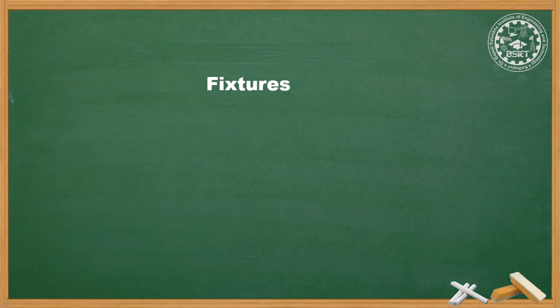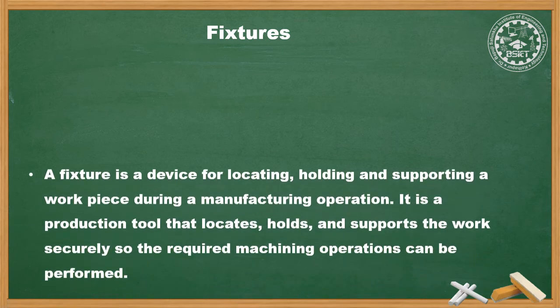Next is a fixture. A fixture is a device for locating, holding and supporting a workpiece during a manufacturing operation. It is a production tool that locates, holds and supports the work securely so that required machining operations can be performed.